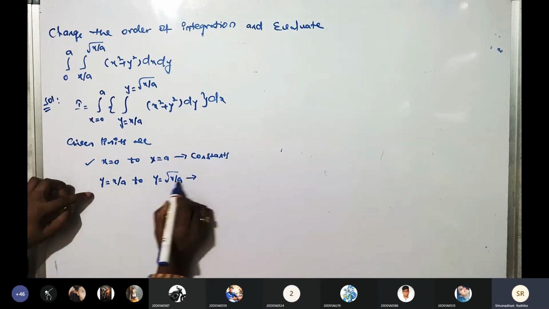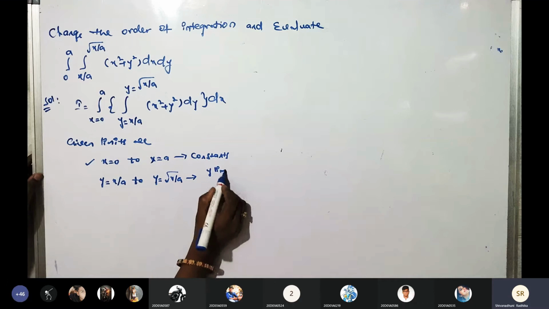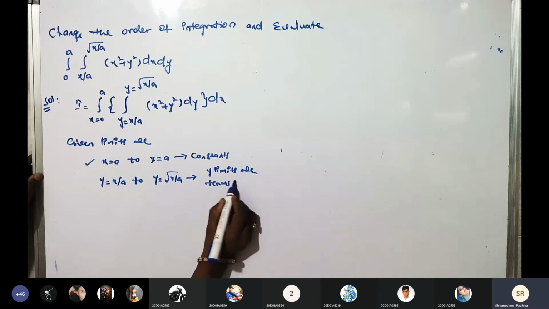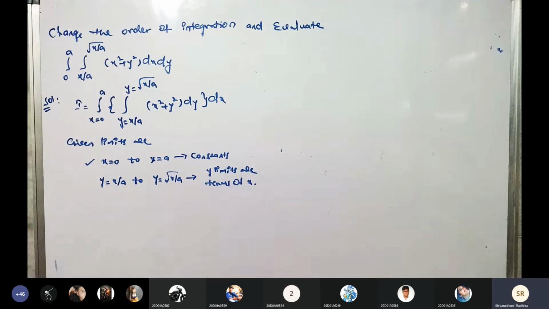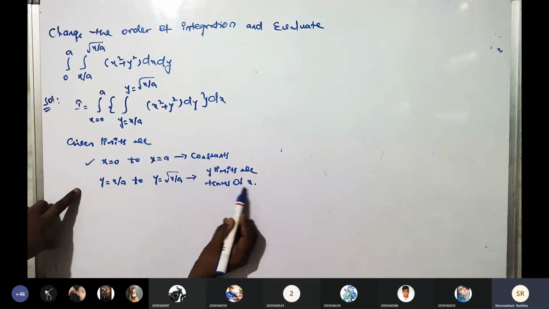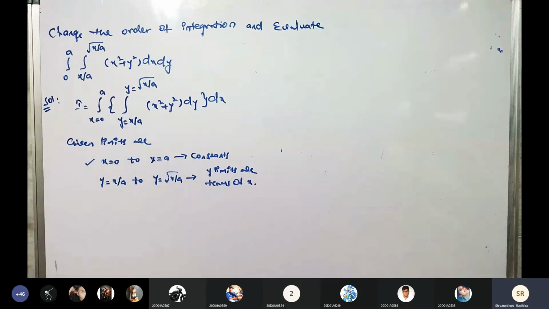Here the y limits are in terms of x. Is it clear? Now we need to change. We need to find the new limits. That is, y limits are constants and x limits are in terms of y. Is it clear? First of all, we have to draw the given limits.